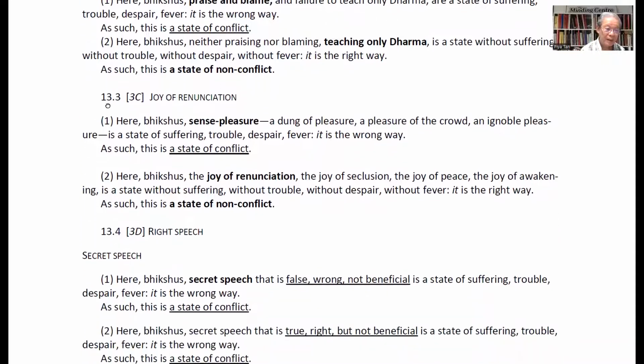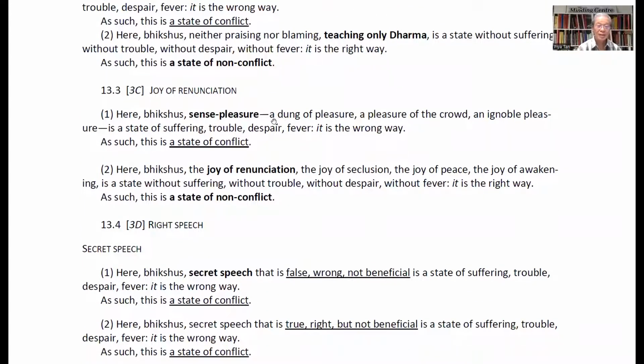13.3. Here, bhikshus, sensual pleasure, a dung of pleasure, a pleasure of the crowd, an ignoble pleasure is a state of suffering, trouble, despair, fever. It is the wrong way. As such, this is a state of conflict. Here, bhikshus, the joy of renunciation, the joy of seclusion, the joy of peace, the joy of awakening is a state without suffering, without trouble, without despair, without fever. It is the right way. As such, this is a state of non-conflict. So notice all these, the state is referred to, not the person.